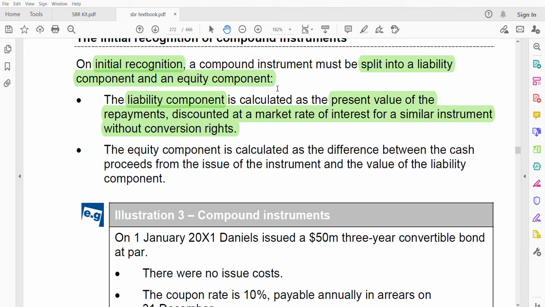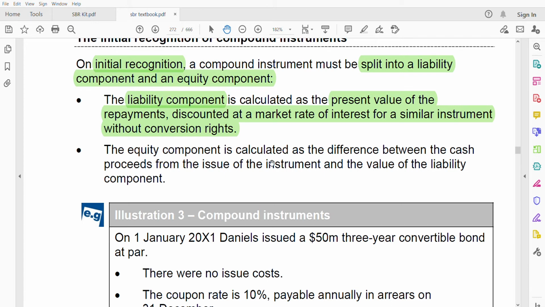Similar instrument without conversion right. That means we are assuming that there is no conversion to it. It is fully liability. So what is the market rate at that point? That rate only we use to discount our present value of repayment to get the liability component. Definitely we'll illustrate this with numbers.